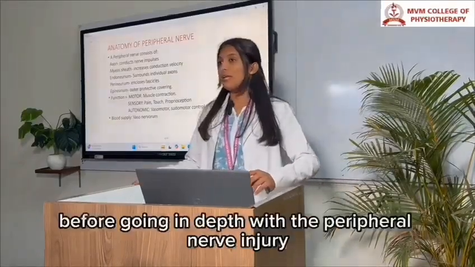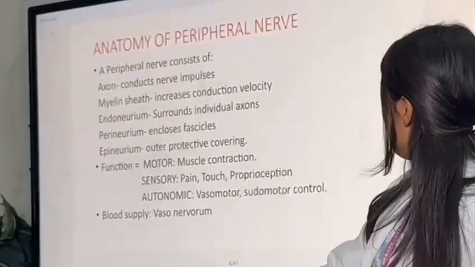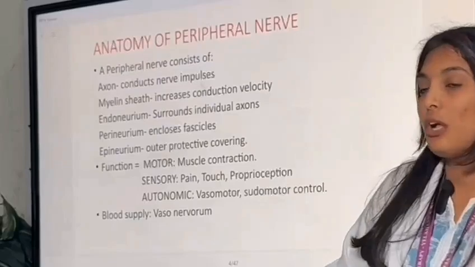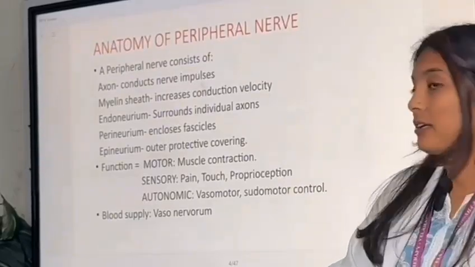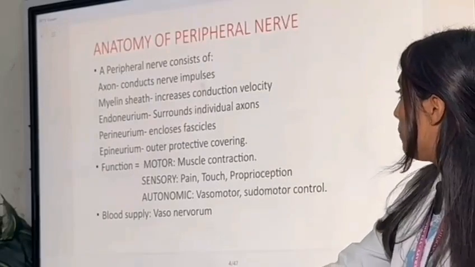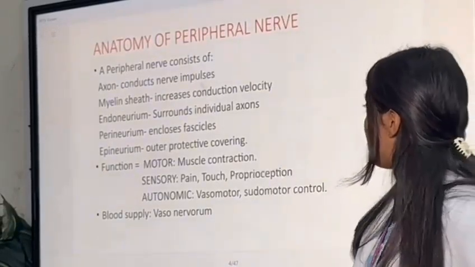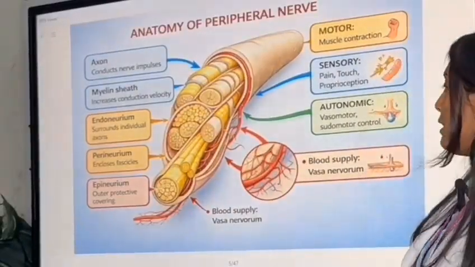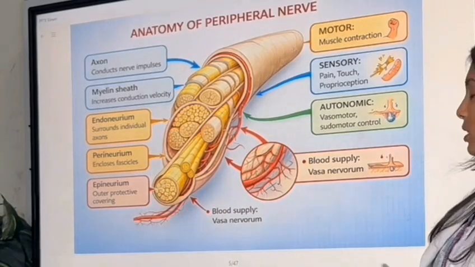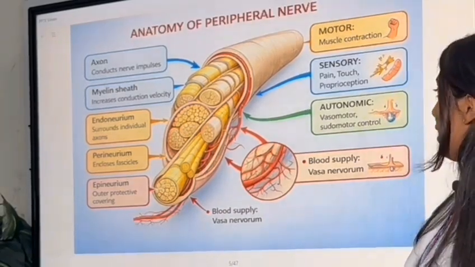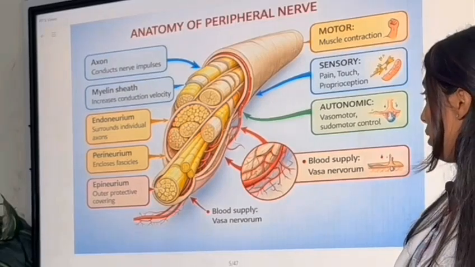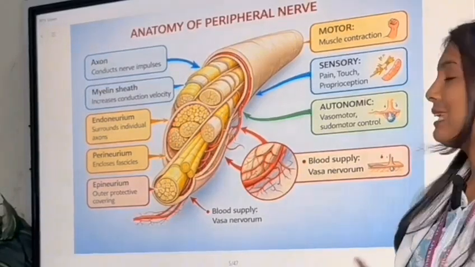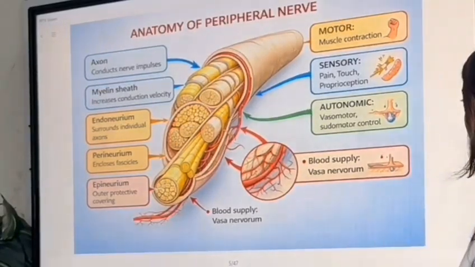Before going in depth into peripheral nerve injury, we will look into the anatomy of the peripheral nerve. A peripheral nerve consists of axon, myelin sheath and all the layers covering the nerve, that is epineurium, perineurium and endoneurium. As you can see here, epineurium is the outer protective covering of the nerve, perineurium encloses each nerve fascicle and endoneurium surrounds the individual axon. The myelin sheath helps in increasing the conduction velocity of the nerve, and the axon carries and conducts the nerve impulses.